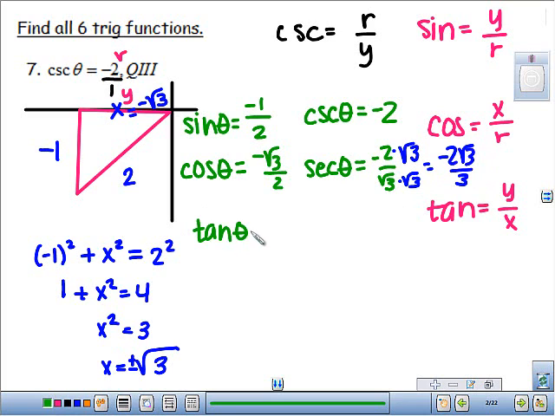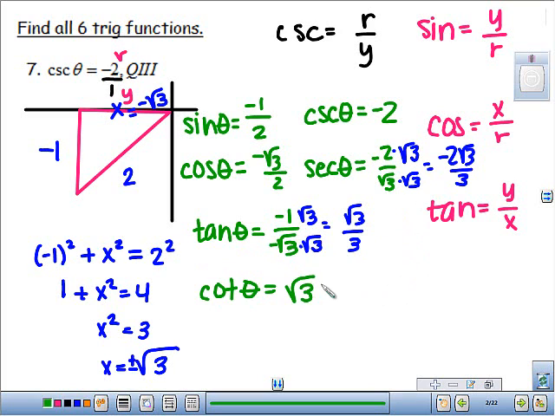Tangent of theta is y over x. Again, you have a root in the denominator. When you rationalize, you end up with square root of 3 over 3, and it was a negative divided by a negative, so your final answer is positive. And then cotangent, flip the original before you rationalized. It saves you the step of re-rationalizing. Okay, so negative and negative still makes it a positive, and it's just square root of 3.